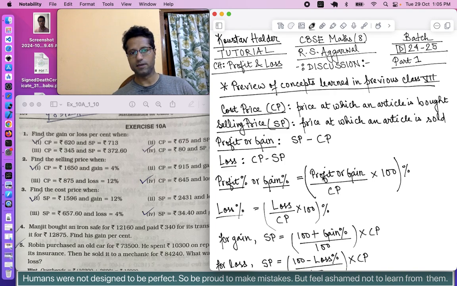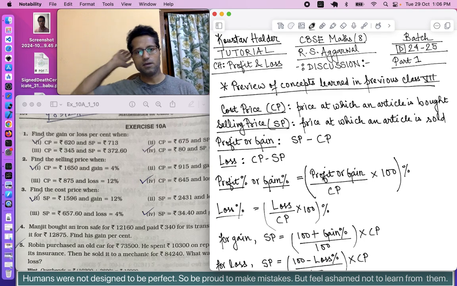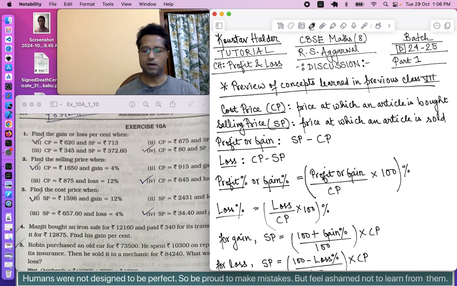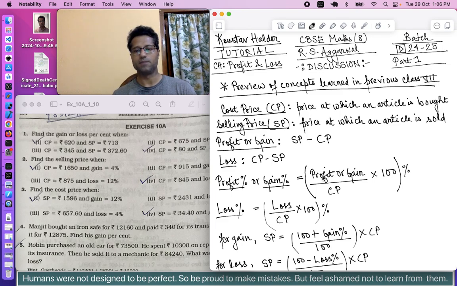Now, what is profit or gain? When the selling price is greater than the cost price, that is, you sell the article you have purchased at a price greater than the cost price, then definitely you make a profit. So profit or gain is SP minus CP, where SP is the amount of money of the selling price and CP is the amount of money of the cost price. Similarly, you make a loss when you sell an article at a price which is less than the cost price. So the loss is cost price minus selling price.